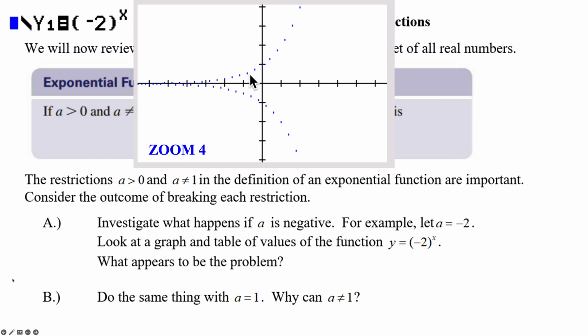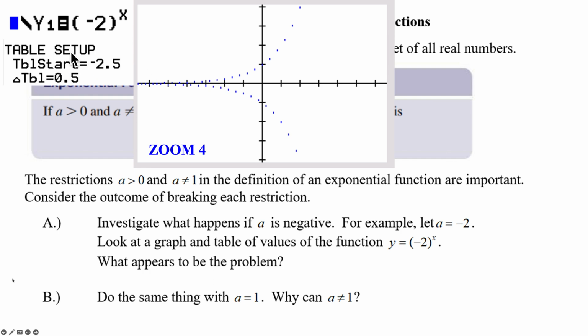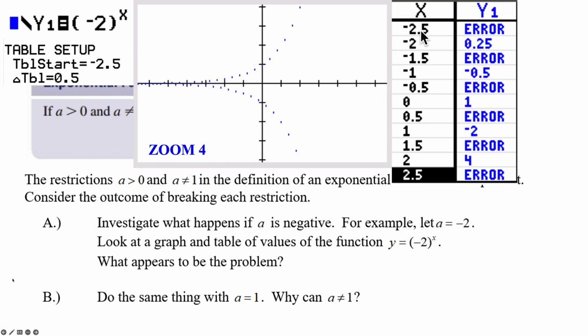And just to explain why there are all the gaps in my graph, I went to the table, started at negative 2.5, counted by 0.5, which means I'm counting by a half. And you'll notice that all the 0.5s have an error message. Well, that's because 0.5 is 1/2. Negative 2 to the 1/2 power, that's the square root of negative 2. That's an imaginary value.